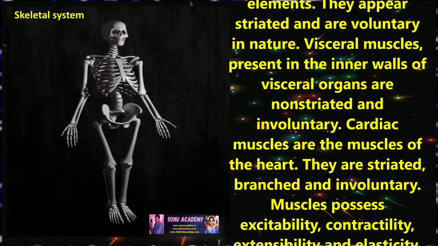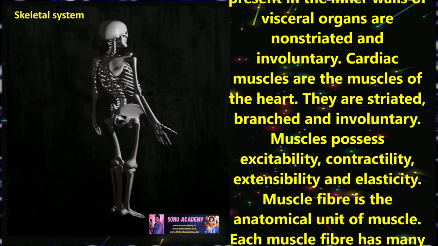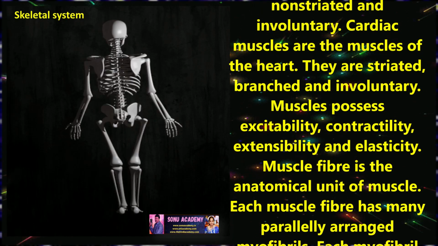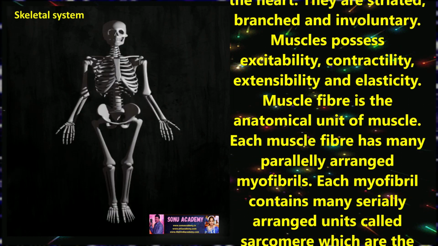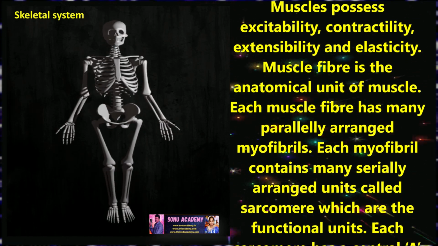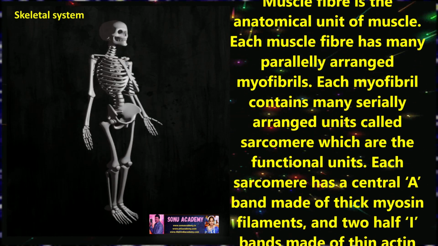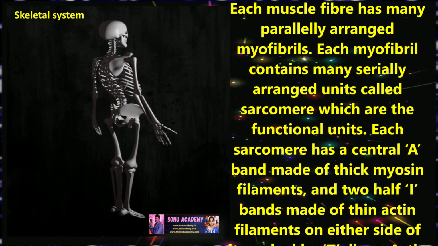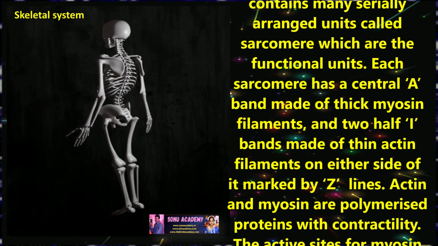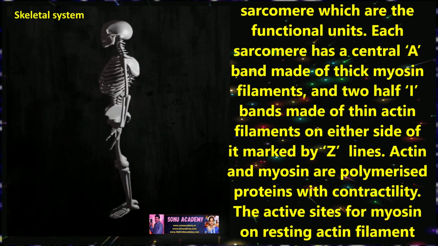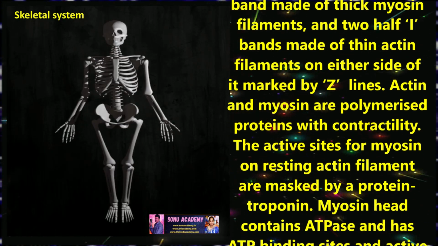Muscles possess excitability, contractility, extensibility, and elasticity. Muscle fiber is the anatomical unit of muscle. Each muscle fiber has many parallel arranged myofibrils. Each myofibril contains many serially arranged units called sarcomeres, which are the functional unit. Each sarcomere has a central A band made of thick myosin filaments and two half I bands made of thin actin filaments on either side of it, marked by Z lines. Actin and myosin are polymerized proteins with contractility.